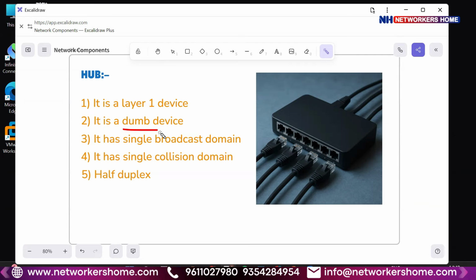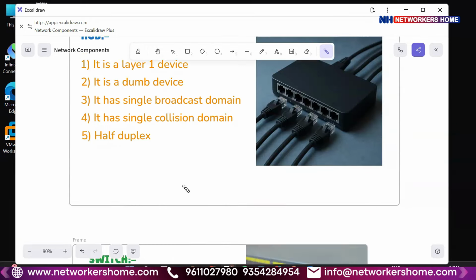So why was it replaced? That we are going to learn now. It is a dumb device, and it is a single broadcast domain and single collision domain. And one more thing you have to focus on is half duplex. Just read this one. Now I will tell you why exactly it was replaced. Layer 1, dumb device, half duplex.